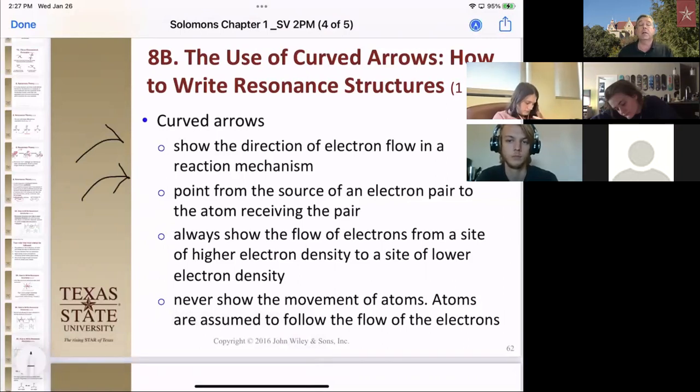So what we're always going to do is say, where are the electrons starting from? And we're going to go from there to where they're going to be connected to, or where they're attacking, or where they're reacting. Okay, so we're always going from the electrons to the thing that doesn't have the electrons. That way we know which way things go. We never show movement of atoms. We only want to show where the electrons are going.